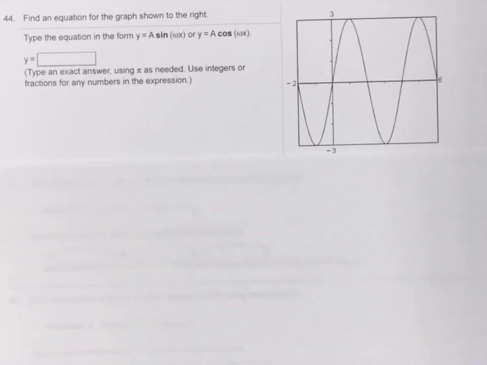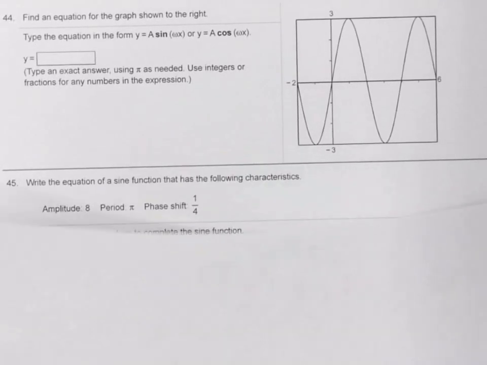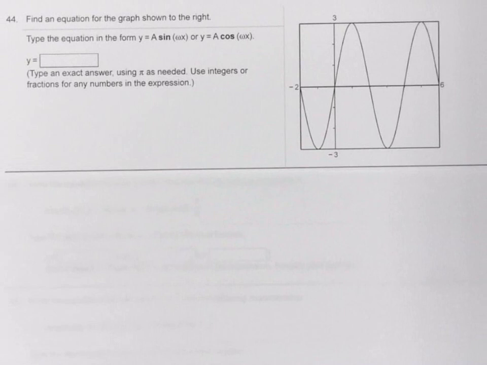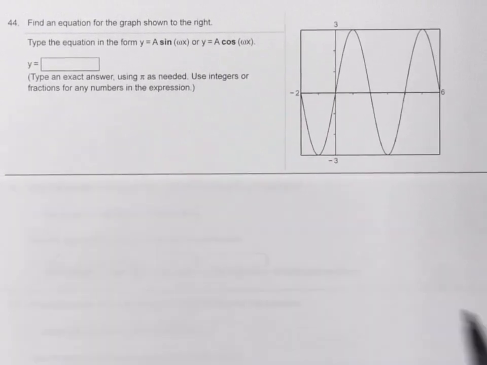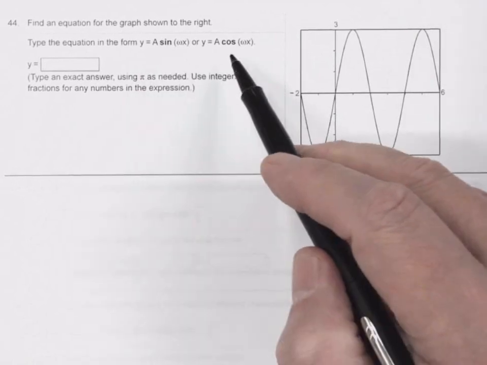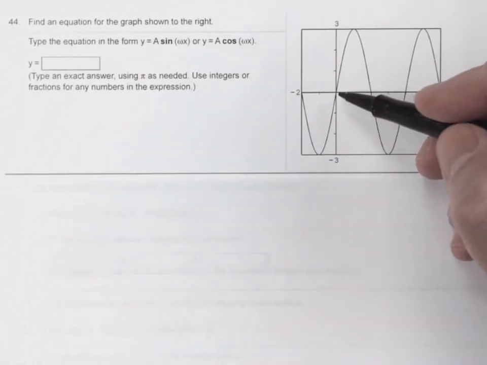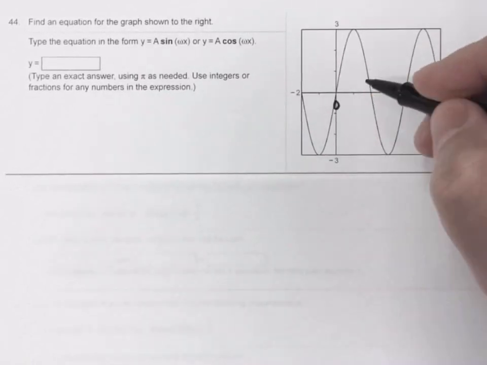So we have next. So here's another problem where they give us the graph of the trig function, and they want us to determine what the equation is. So once again, it can either be sine or cosine. The key is what happens when the angle is 0.